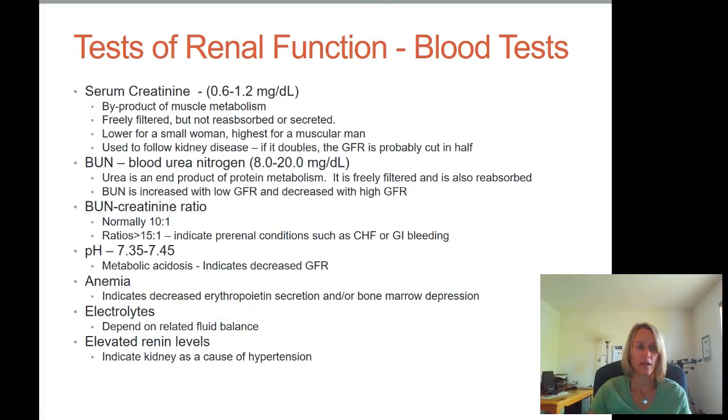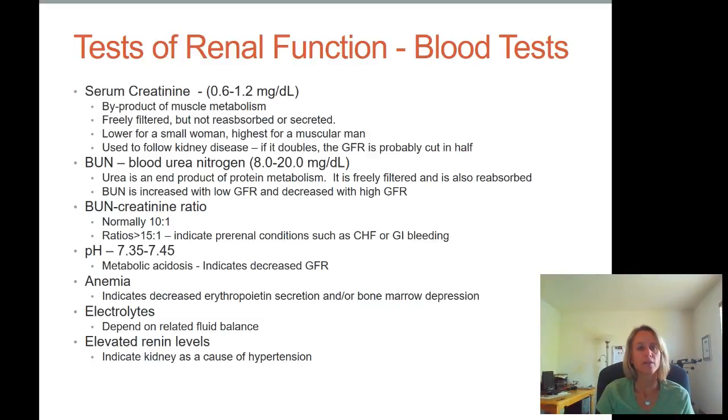Let's look at some of the tests of renal function. Serum creatinine. This is a byproduct of muscle metabolism. It is freely filtered by the glomerulus, but it is neither reabsorbed nor secreted. Now it's going to be lower in a small woman because she doesn't have as much muscle mass, and higher in a muscular man. Serum creatinine is useful as a tool to help follow kidney disease within an individual. So if it doubles, the GFR is most likely cut in half.